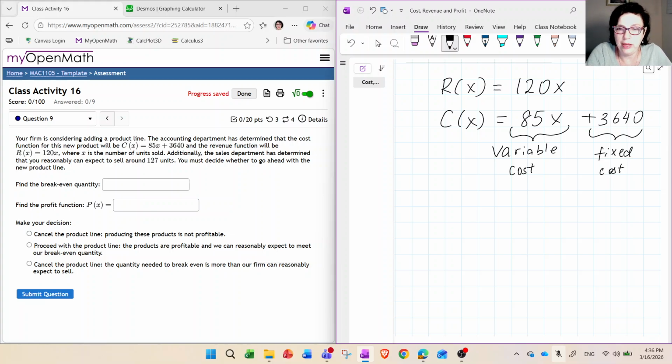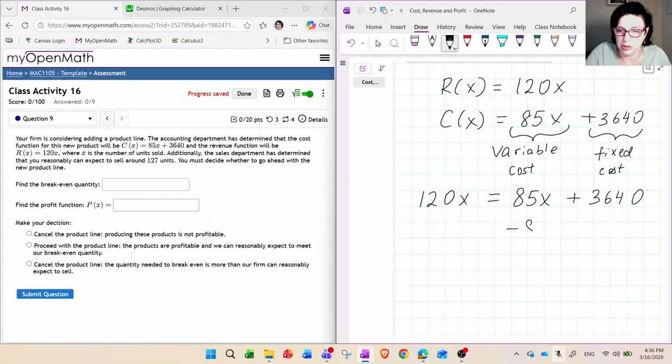Now, you break even when the two are equal each other. So in other words, your revenue and your cost are equal and your profit is zero. And this is a very important number that you need to understand to decide if your business is profitable or not. So first, let's find this break-even quantity by setting them equal each other and solving for X.